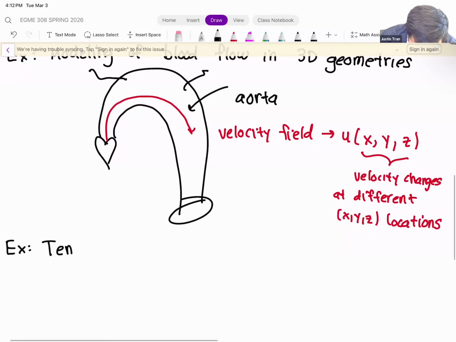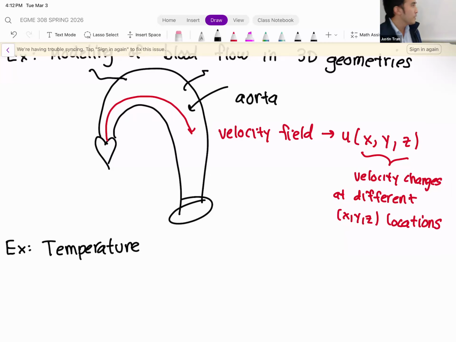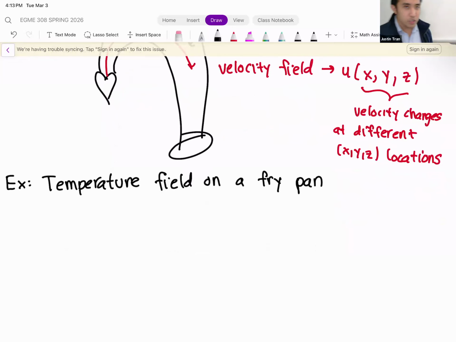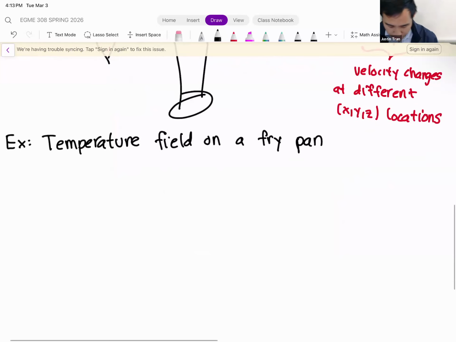One thing that is actually really important: let's say you have a fry pan, cast iron, stainless steel, carbon steel, right? You put it on your burner. One mark of performance of a fry pan is how well it distributes the heat along the surface of the fry pan. The way we model that is through a temperature field.